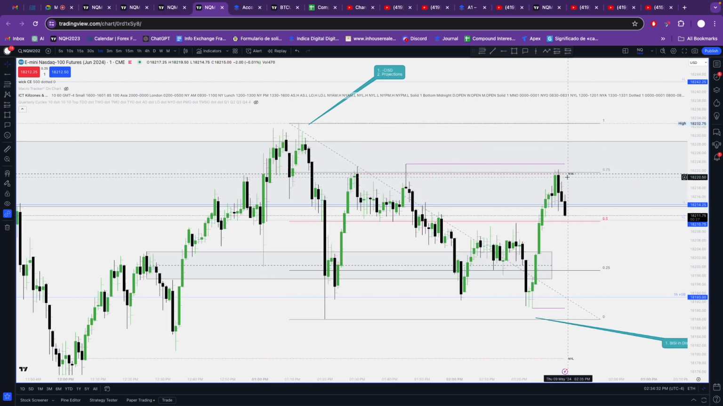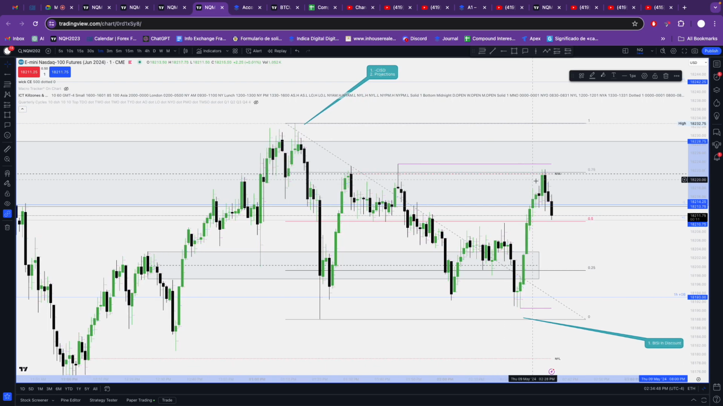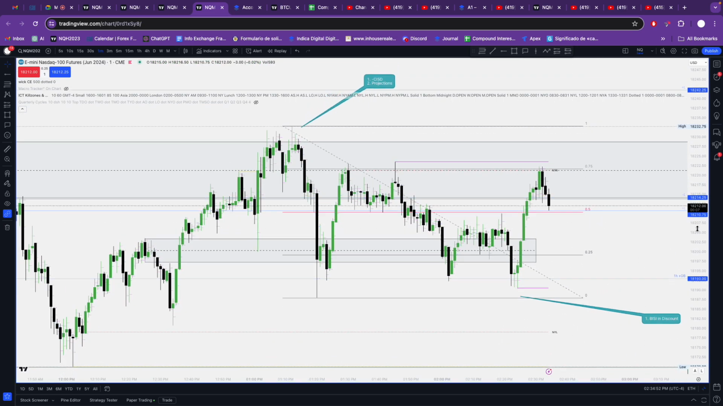Yep. And we just hit the New York afternoon session open, which is right here. And this is the mean threshold of that hourly CIBI that we failed to close over. So this looks like a pretty good setup for shorts if you ask me. So we'll see.